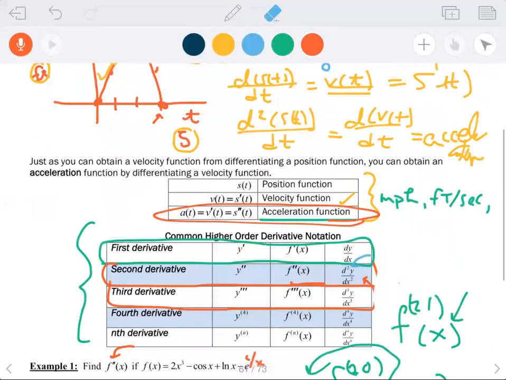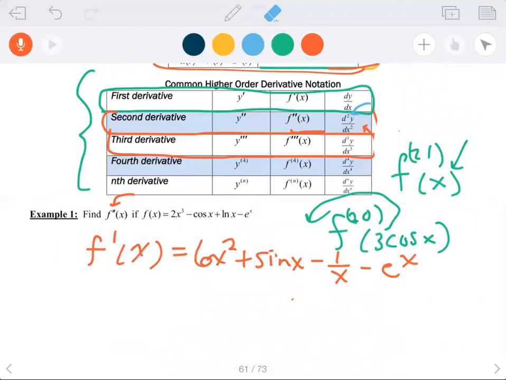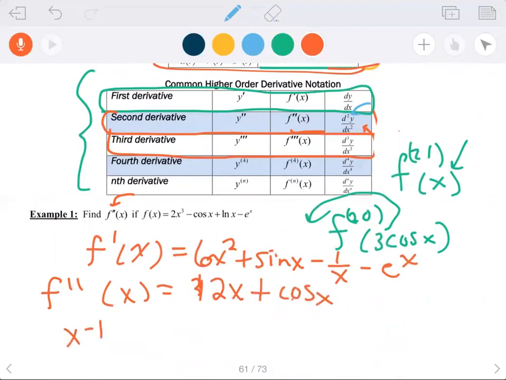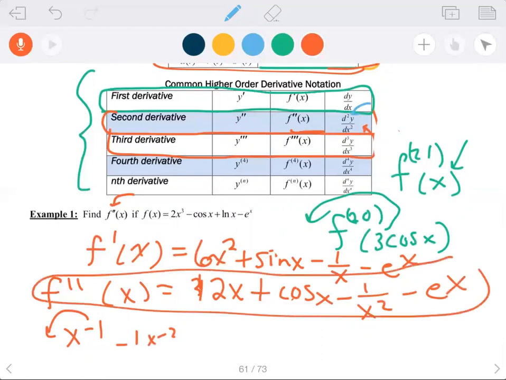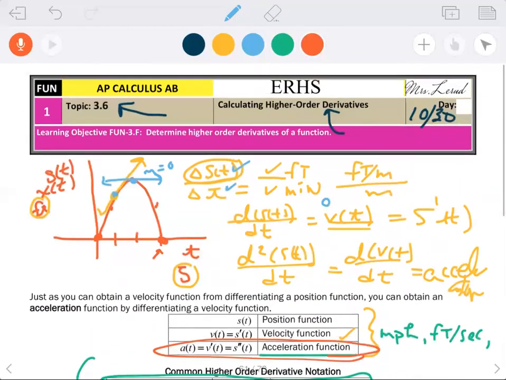So you need to know how to use all your rules. Have them all lined up in your brain. But this said to find the second derivative, which will be the derivative of the first derivative. So it'd be 12x, the derivative of sine is cosine, the derivative of x to the negative first, which is what 1 over x is, is negative 1 x to the negative 2, or equivalently minus 1 over x squared, and the derivative of e to the x is e to the x. There is our second derivative, and those are called higher order derivatives.